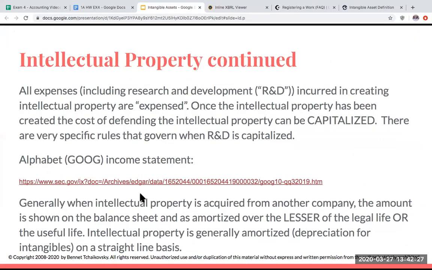So when we acquire intellectual property, if I'm Google and I go out and purchase another company, how do I go through and amortize that intellectual property? Generally, when we acquire intellectual property, we are going to amortize it, which is just another way of saying depreciation, over the lesser of the useful life or the legal life.